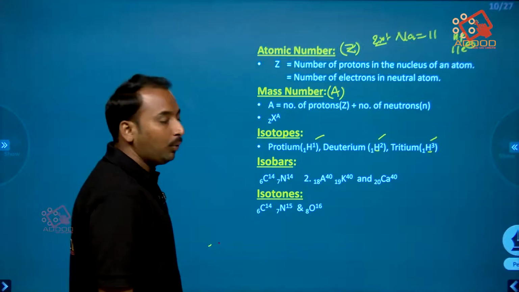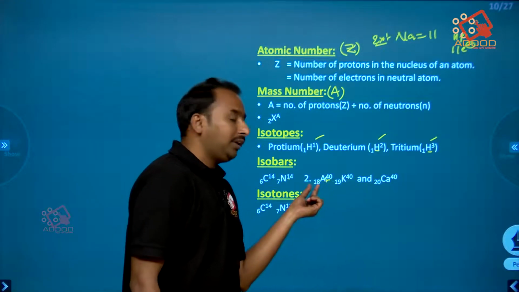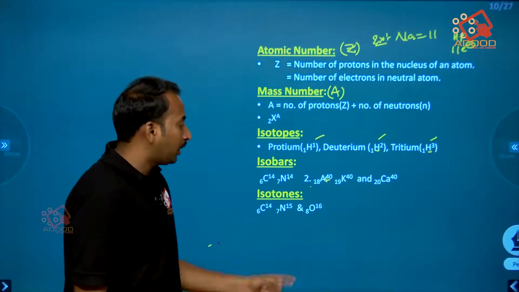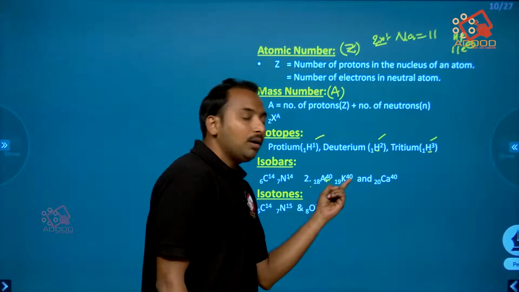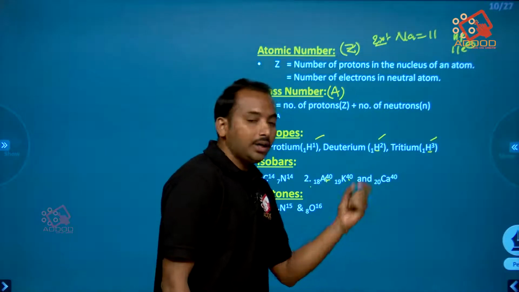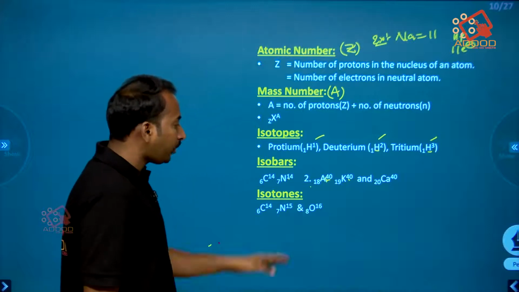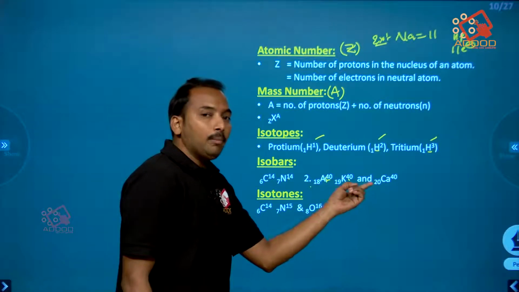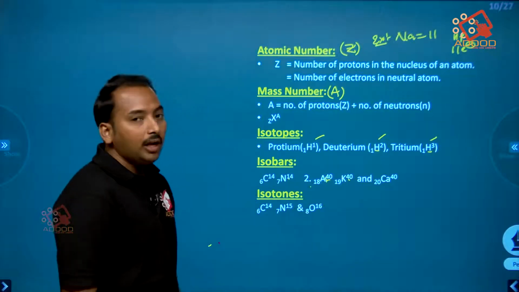And the next example: argon, potassium, calcium. Argon has atomic number 18 and mass number 40. Potassium has atomic number 19 and mass number 40, and calcium has atomic number 20 and mass number 40. These three are different elements having different atomic numbers but the same mass number. So these are examples of isobars.